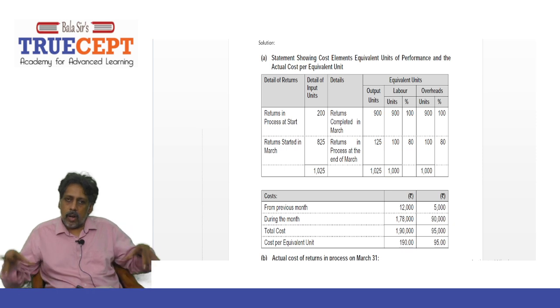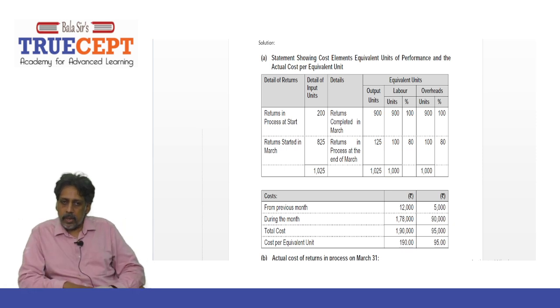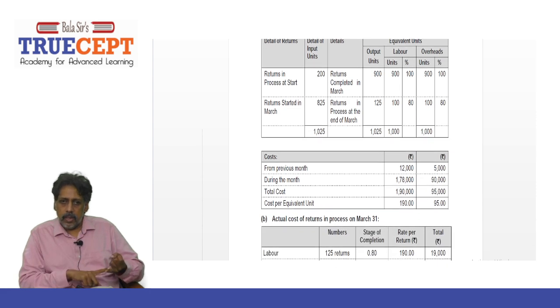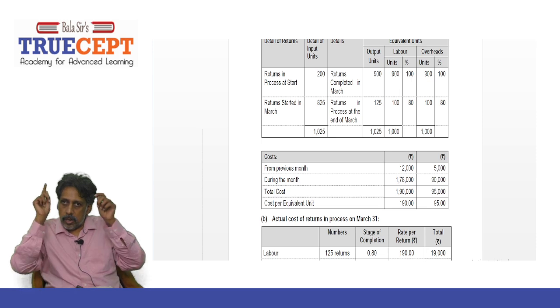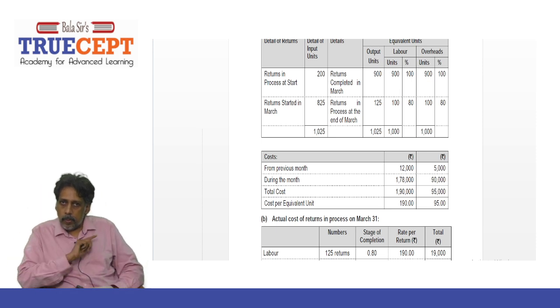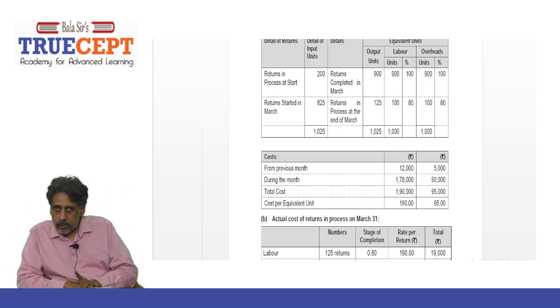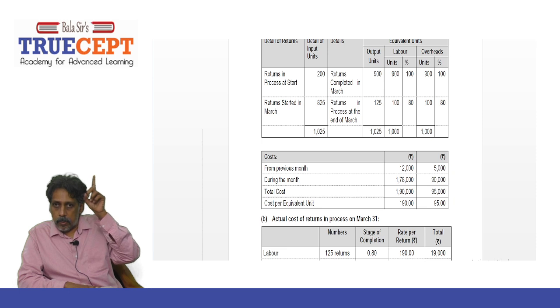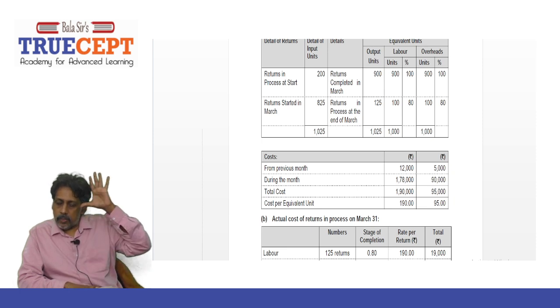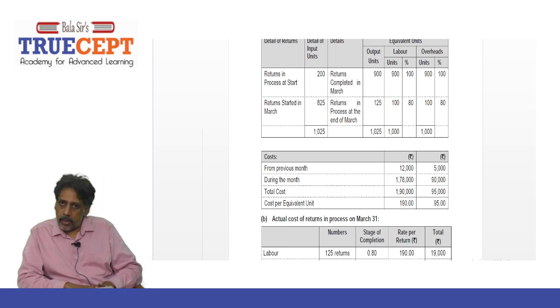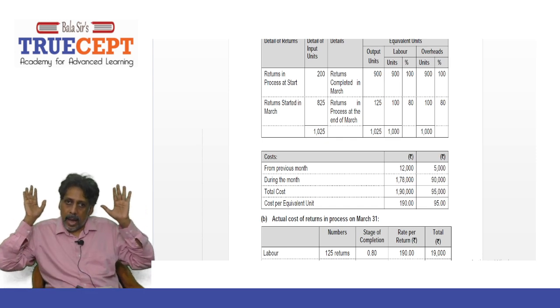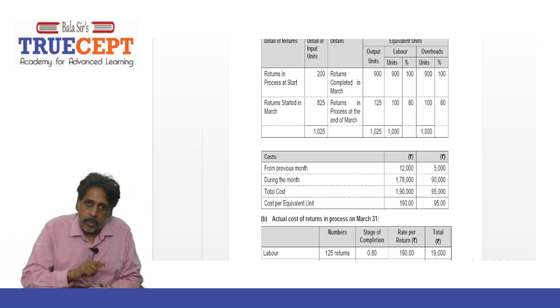Now, how to find the cost per unit? Please remember, as I said earlier, weighted average cost method, right? The 900 shown as output, which is 100% complete, includes 200 units of opening work in progress, which is 25% already complete, for which you incurred how much? 12,000 and 5,000. So please include that also in determining the cost per unit.